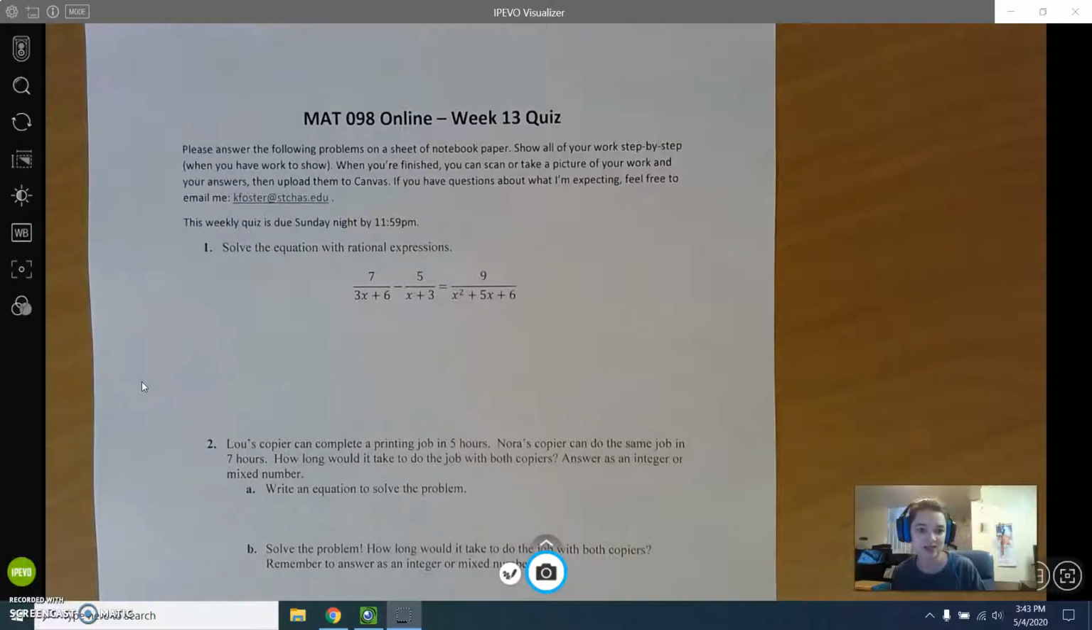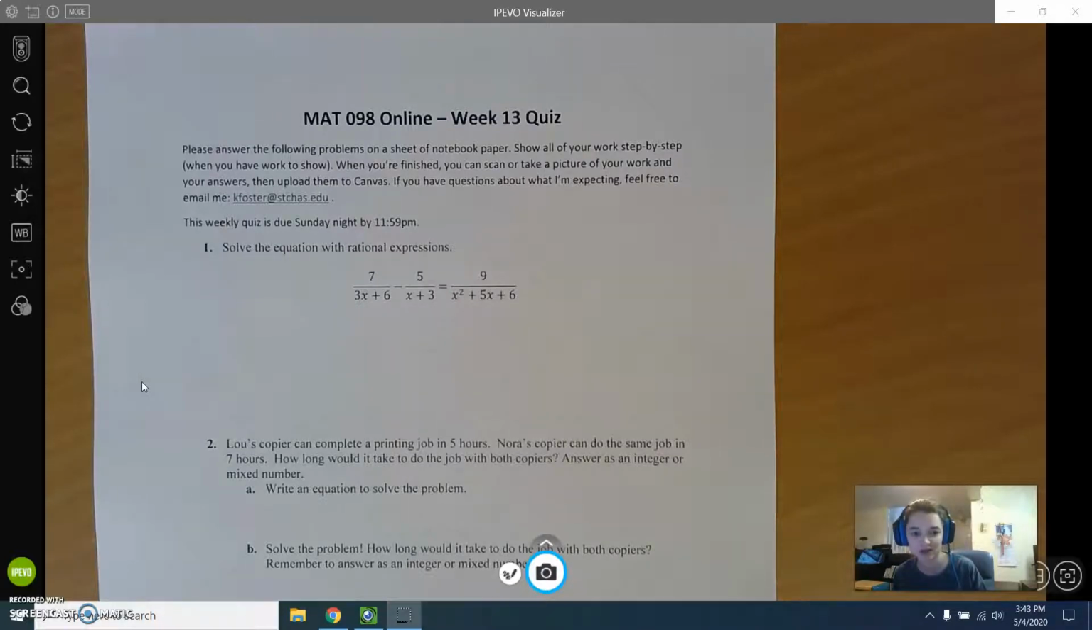So the first thing I asked you guys to do was to solve an equation with rational expressions in it. So we have 7 over 3x plus 6 minus 5 over x plus 3 equals 9 over x squared plus 5x plus 6. These ones can look a little daunting at first, but if you just take it one step at a time, I promise they're very, very doable.